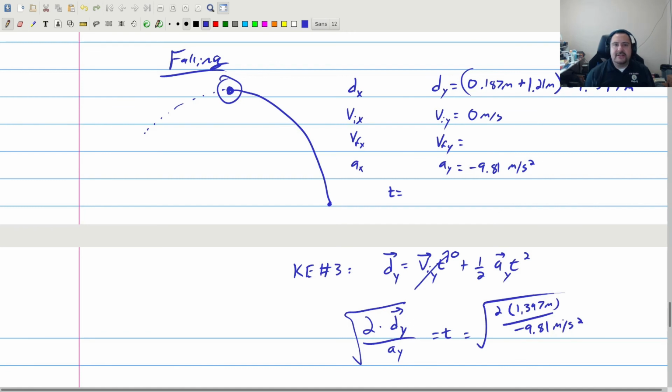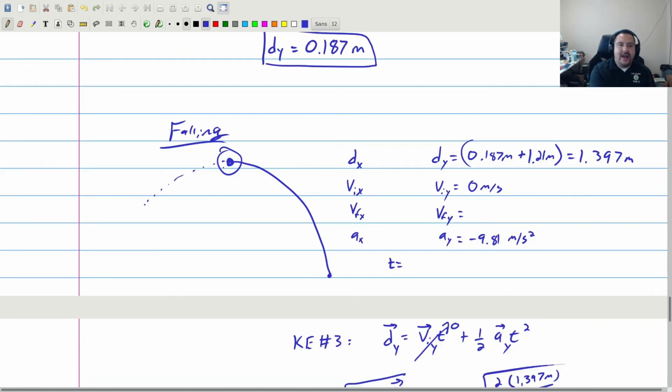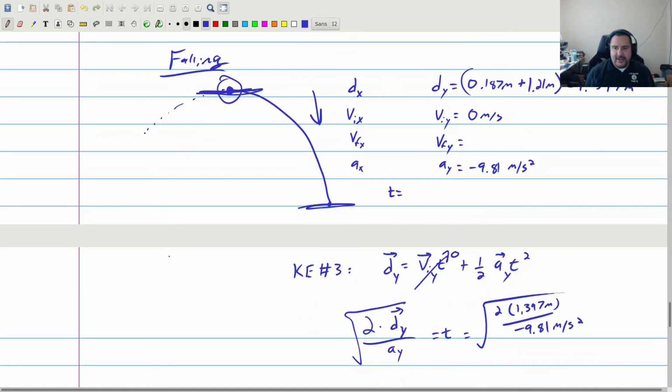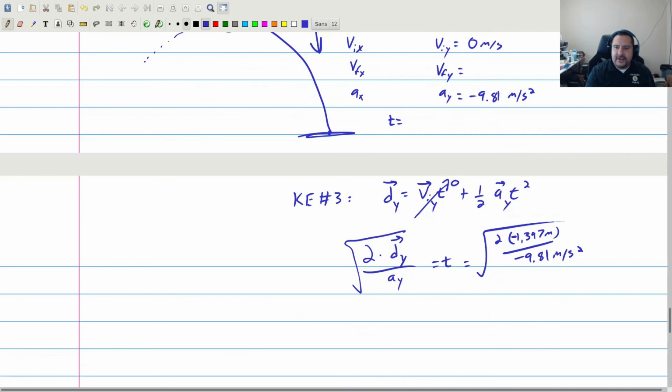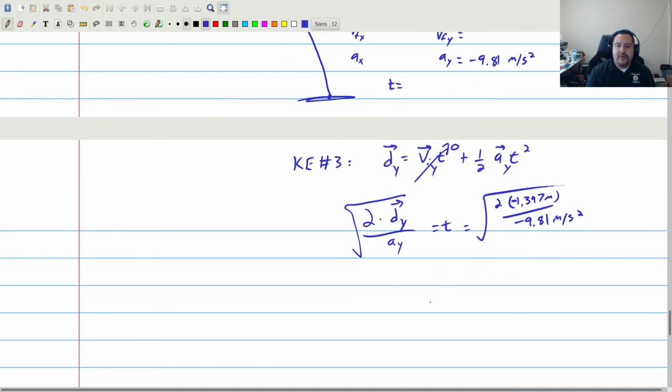Ooh, something careful I need to look at. Look at the displacement here. I'm going from here to here, which means my displacement is downward, which means that I need a negative sign on this because I already chose upward as positive. So we need a negative sign right here as well, which is going to solve our problem with imaginary numbers, and we're going to get t is equal to 0.534 seconds. That is the time it takes for it to fall.